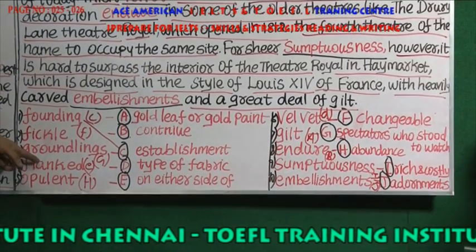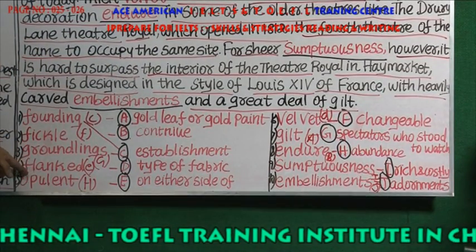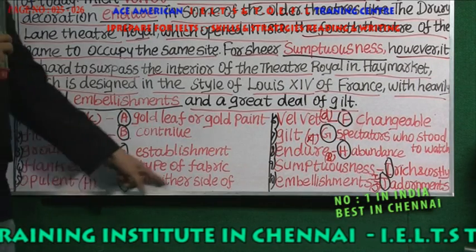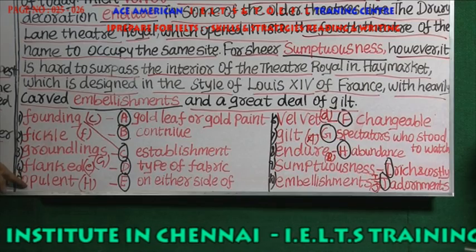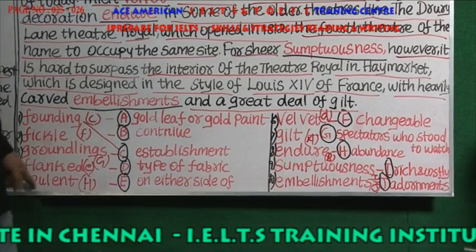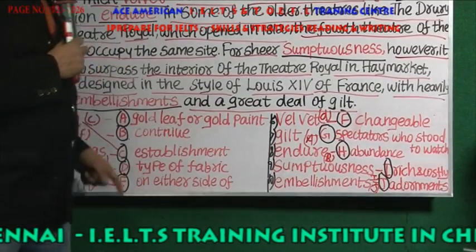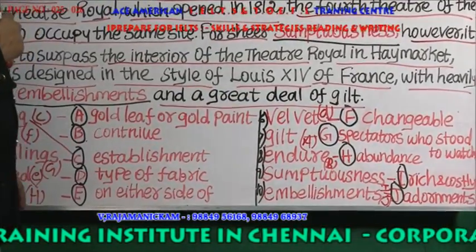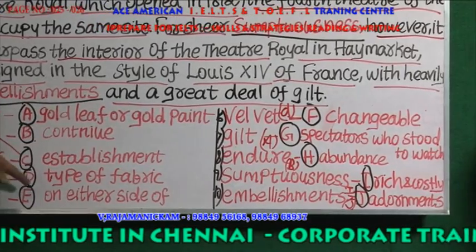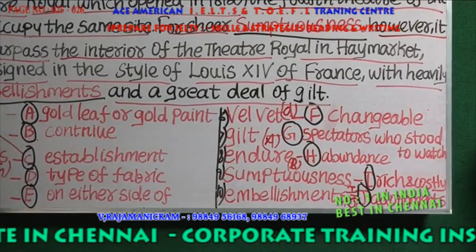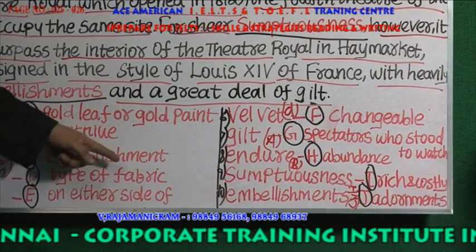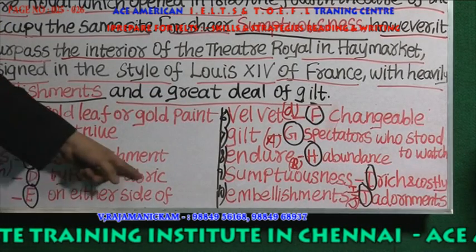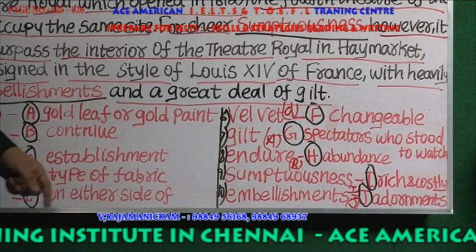அடுத்தது ஃபிளாங்க்டு என்றால் என்ன? Either side, இரண்டு பக்கம் இருக்கக்கூடிய. ஓப்புலண்ட் என்றால் என்ன என்று பார்க்கும் பொழுது abundance, ஏராளமான. அடுத்தது வெல்வெட் என்றால் என்ன என்று பார்க்கும் பொழுது, type of fabric. Fabric என்றால் துணி, ஒரு வகையான துணி.